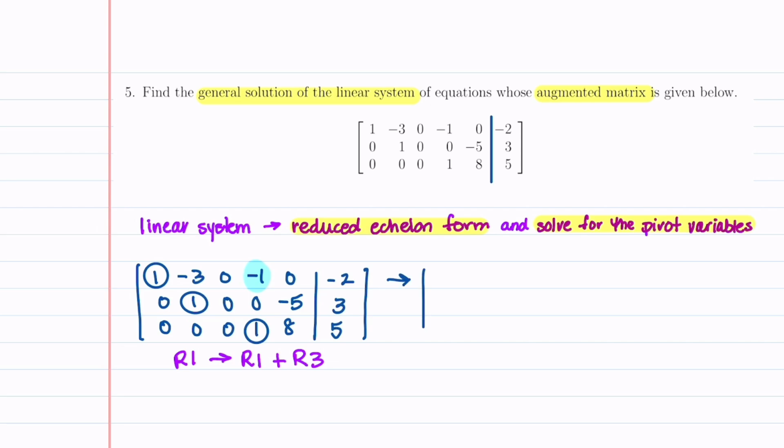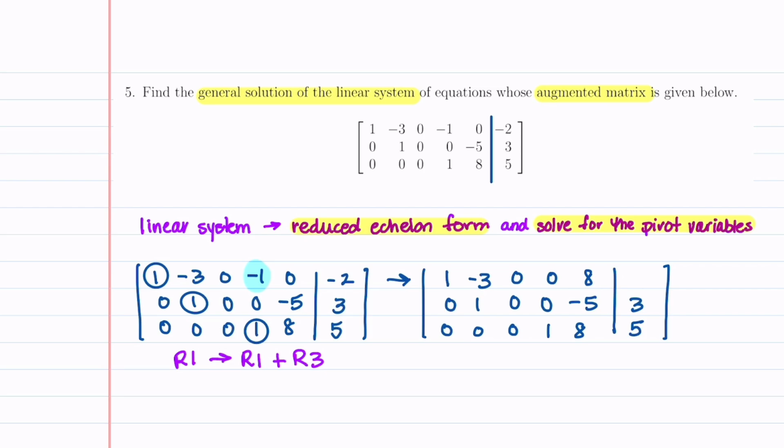Since we're doing the backward phase of the algorithm, we're going to write down our last row first. That row doesn't change. Our second row also doesn't change, so we'll write that down. And then it's our top row that's going to change. We're going to take our bottom row, row 3, and add it to our top row. And we're going to get 1, minus 3, 0, 0. We're going to pick up an 8. And then 5 minus 2 gives us a 3.